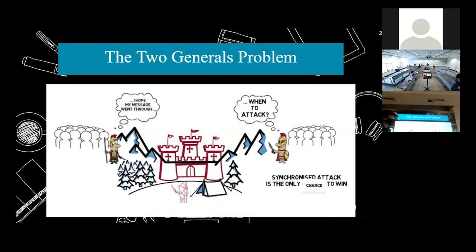In this problem, you have to imagine a valley with a castle in the middle and two armies on each side. General 1 needs to coordinate with General 2 exactly what time they need to attack. Our issue for cryptography is that the messenger General 1 sends can be intercepted by the castle. That raises our first question of cryptography: how do we keep the castle from being able to read our message? And the answer, in general, is encryption.